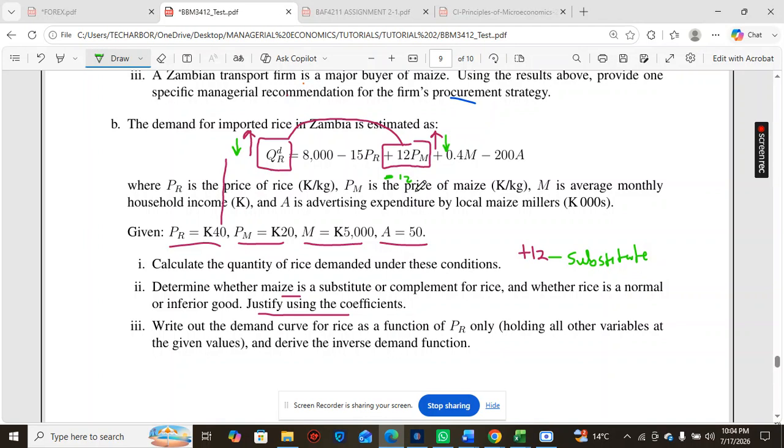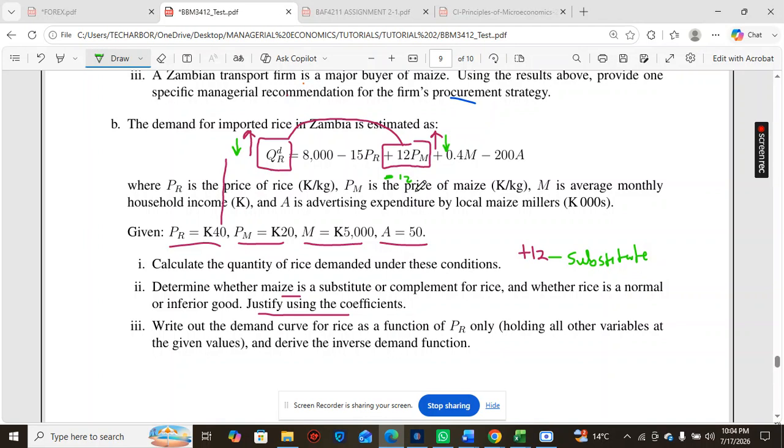Meaning, if the price of maize goes up, since maize is expensive and maize is used together with rice, the quantity demanded of rice is going to drop. They'll be moving in opposite directions. If the price of maize goes down, since maize and rice are used together, people buy more maize, and if they buy more maize, they have to buy rice, meaning quantity demanded of rice will go up.